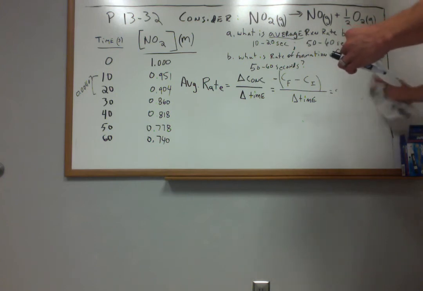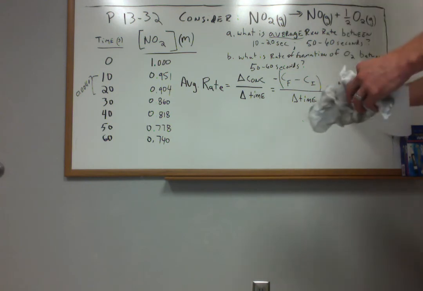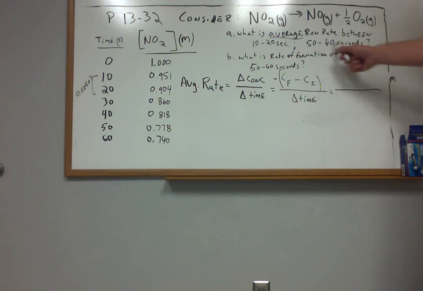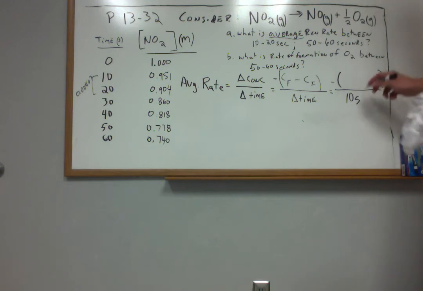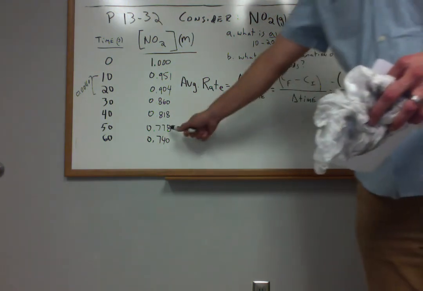This is essentially the exact same type of problem. Change in concentration over change in time. The second time interval is still 10 seconds, so that hadn't changed at all. But what will change are my numbers up here in the numerator, because I've got different concentrations. Now I want this time period, 50 to 60 seconds.